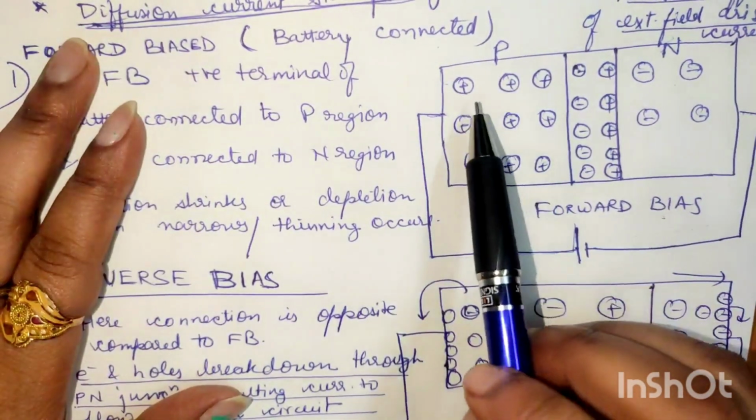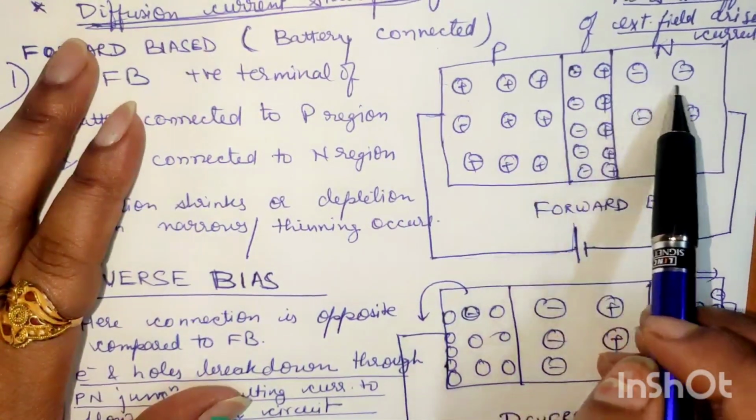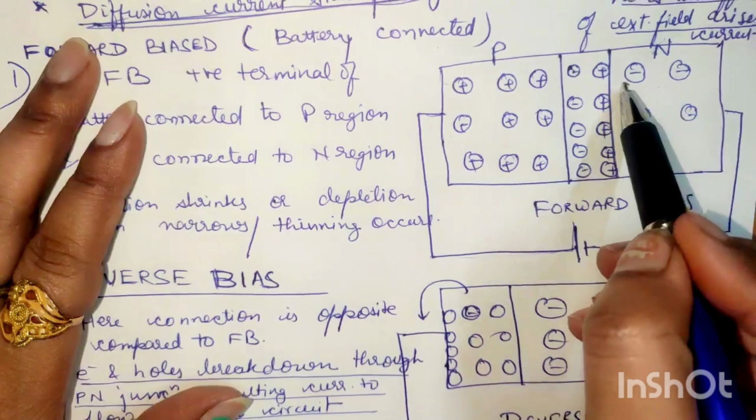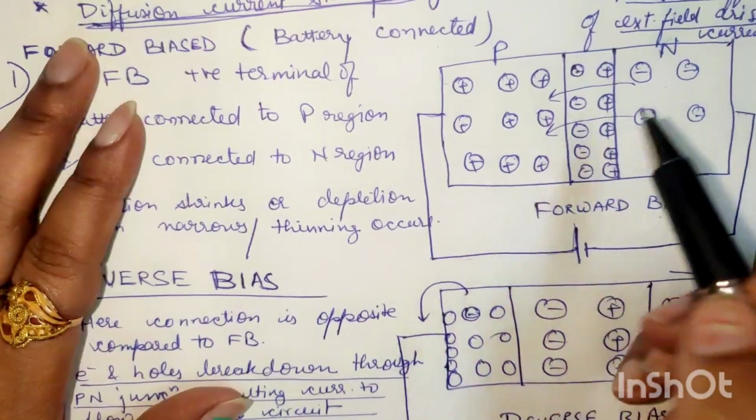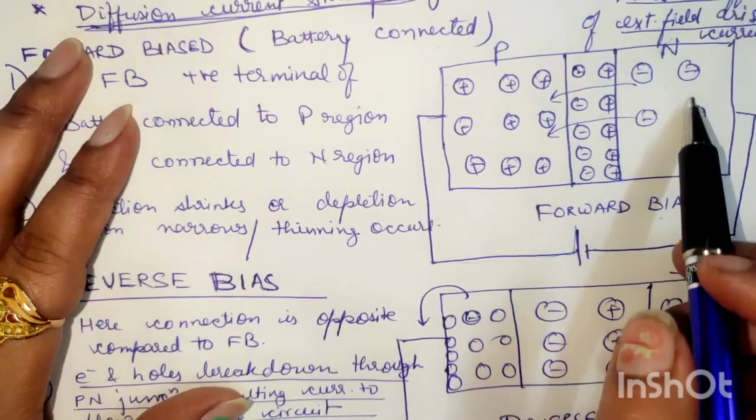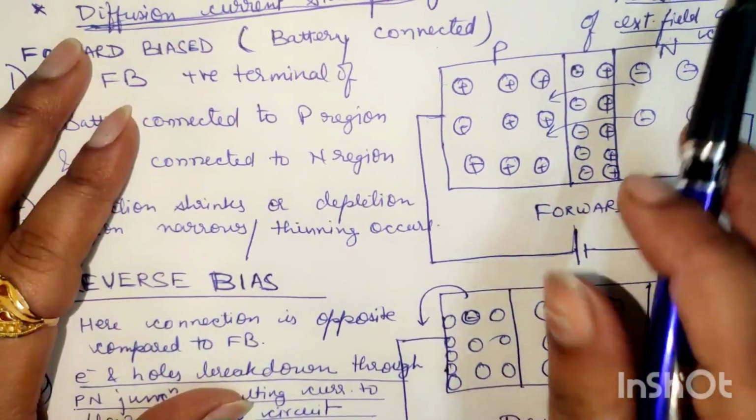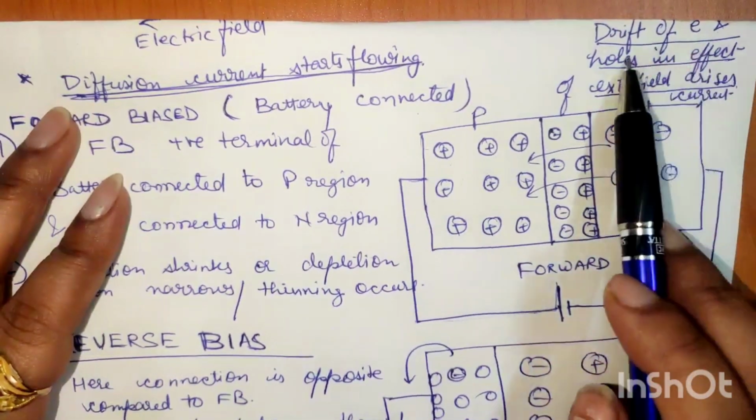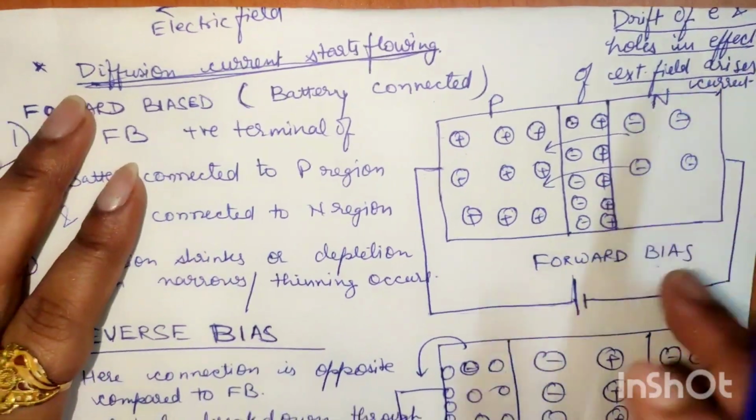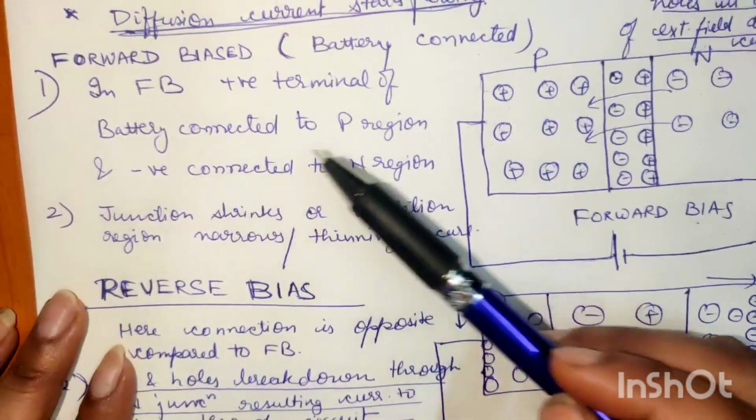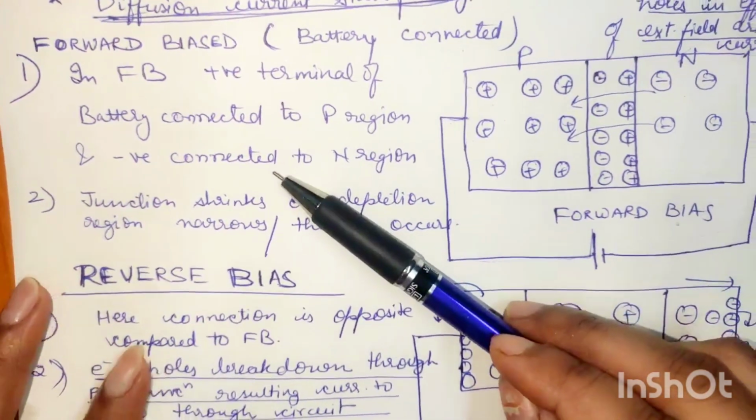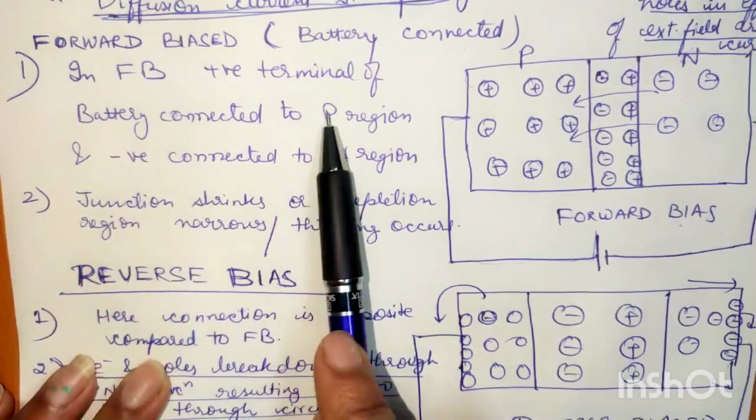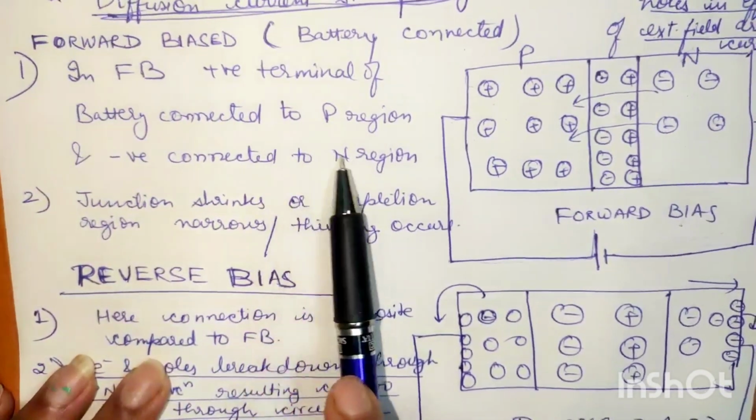Due to this connection, the holes start drifting towards the N region, where the electrons are situated, while the electrons start drifting towards the hole region. Due to this, a current starts flowing in this diode, known as drift current, which arises due to drifting of electrons and holes under the effect of the external field. So there are two conditions for being forward biased in a p-n diode. First, we have to connect the positive terminal of the battery to the P region, and the negative terminal should be connected to the N region.